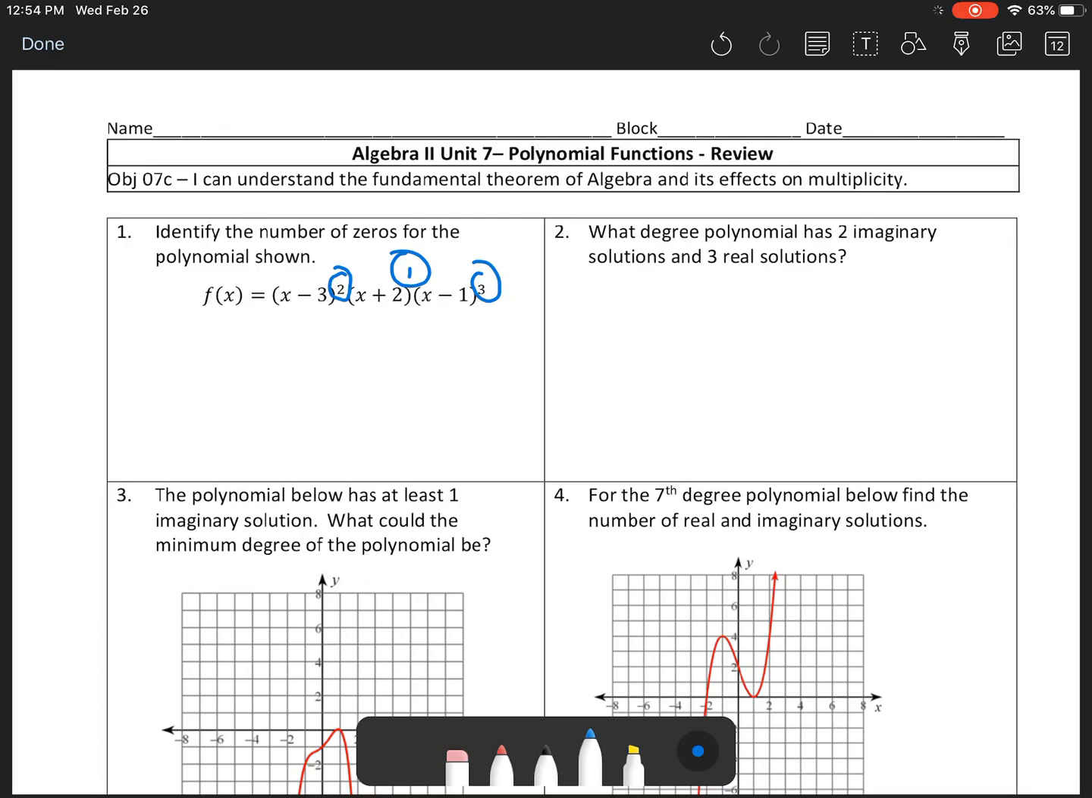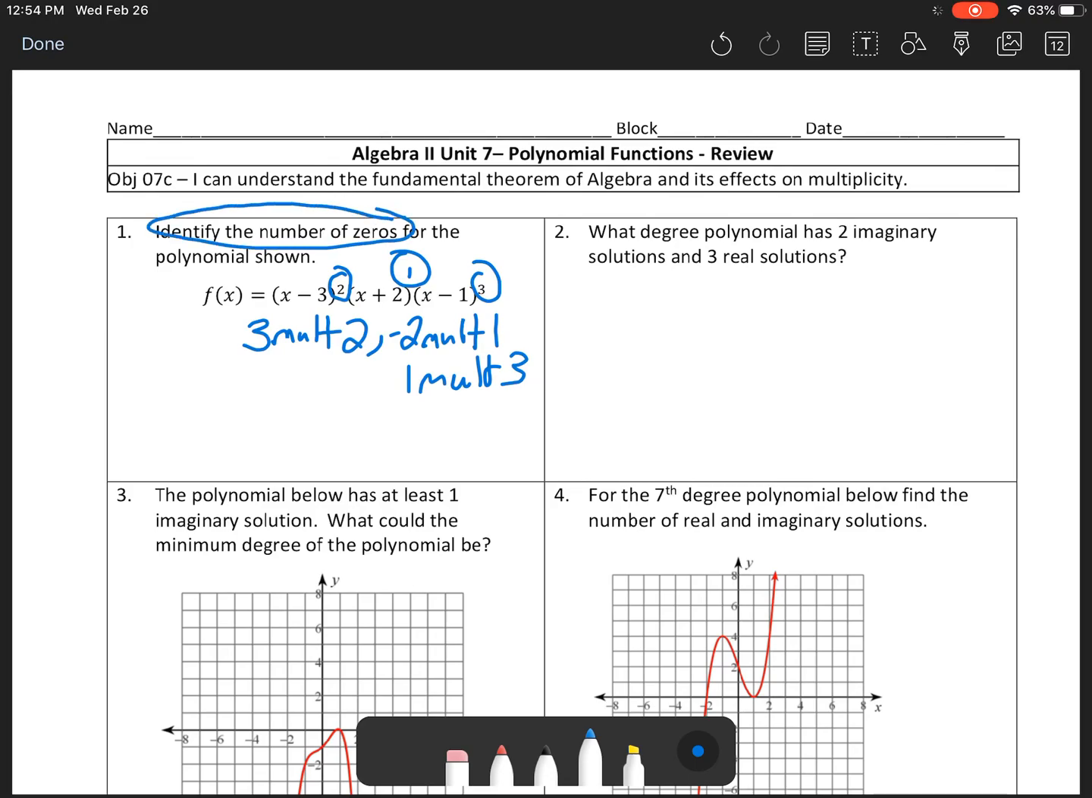So you guys should know from factored form that we have one factor. It's going to be positive 3. This one's going to have a multiplicity of 2. This next factor would be negative 2 with a multiplicity of 1, and my third factor would be 1 with a multiplicity of 3. That doesn't really answer your question.